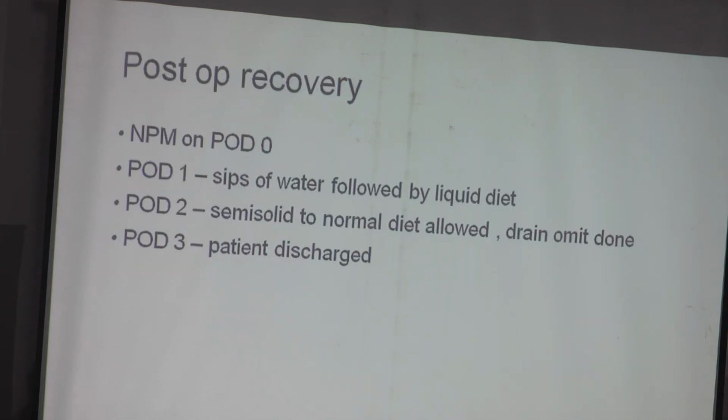Now the post-op recovery of the patient: she was kept nil per mouth till 10 p.m. on day 0. On POD1, sips of water followed by a liquid diet were given. On POD2, a semi-solid to normal diet was allowed and the drain was omitted. The patient was discharged on POD3 because she was doing very well.